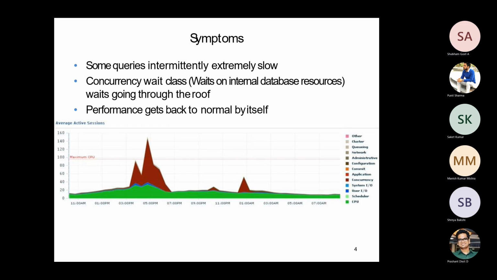No, sir. Okay, now let's move to the next slide. So someone has complained and dropped an email or maybe called you, and they said some of the queries are intermittently, every now and then, performing very slow, right? And then you checked the Oracle Enterprise Manager graph, the performance page. What you see is the concurrency wait class is very high.